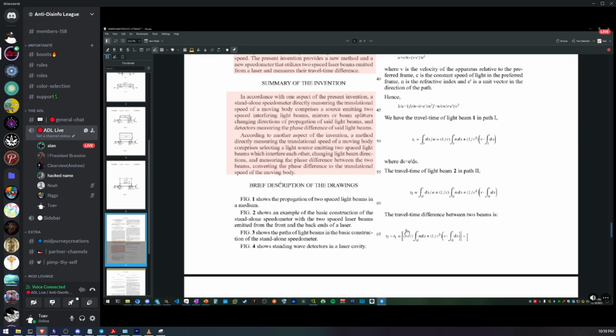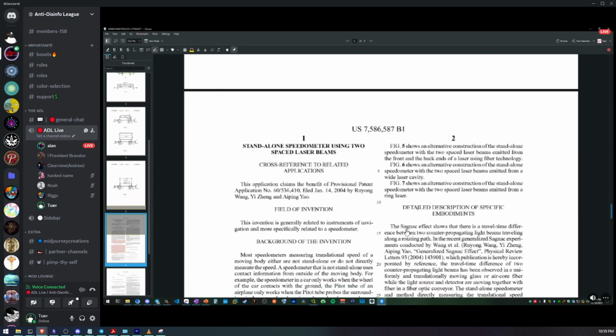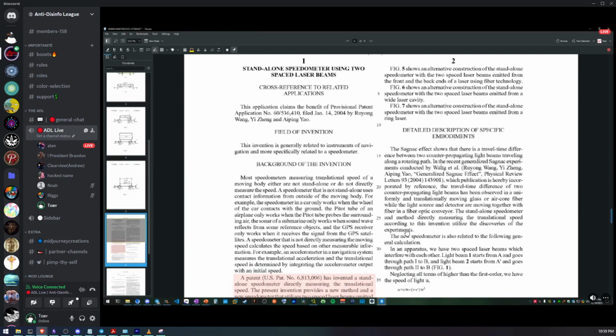It's all alleged. Yeah. So the description of the drawing. So we got these here. The standing wave detector, laser cavities, an alternate construction. Standalone speedometer with two spaced laser beams emitted from the front and the back.